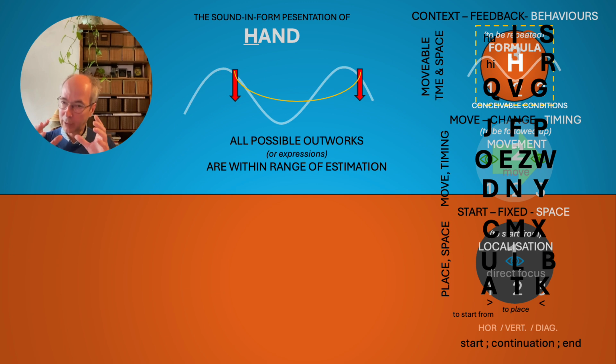So it will fit to that placement and timing formula that needs a certain place and time to express itself. It will fit within that range. So you can see the full range with this definition. All the possible outworks, as I say here, our expressions, are visible within that range of estimation. That's basically what the H is saying. It's in the middle of the last category.